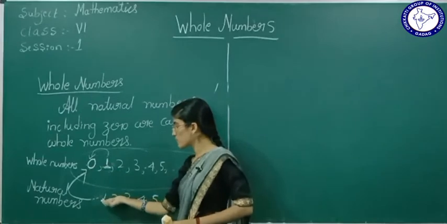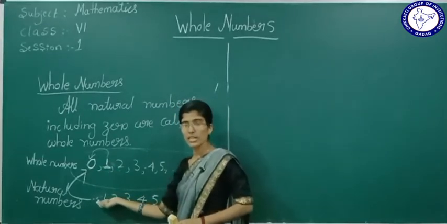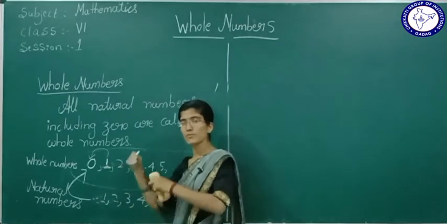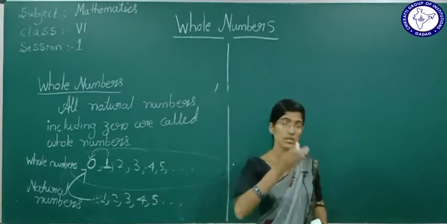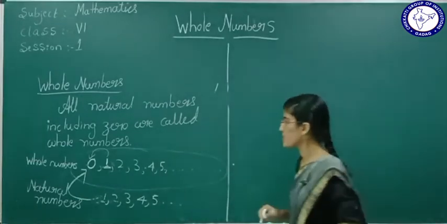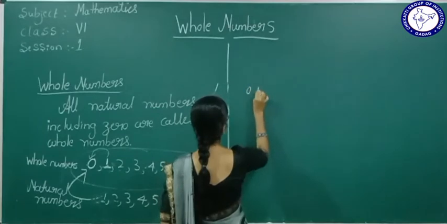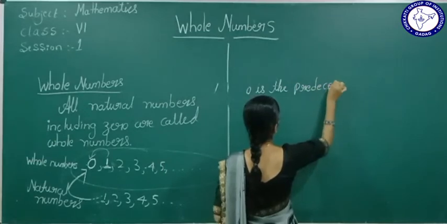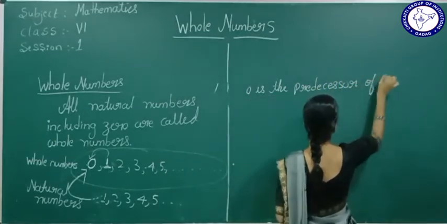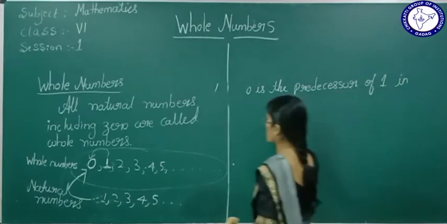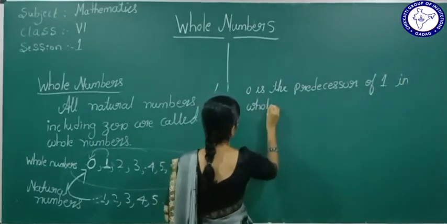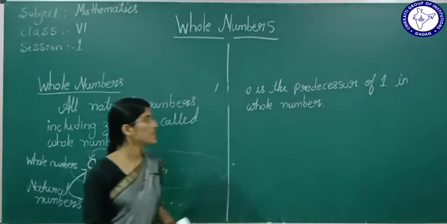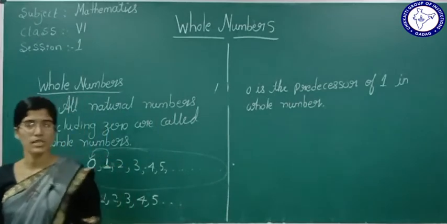The predecessor of 1 in natural numbers is what? It does not have one. Right? Predecessor means before a number. Successor means after a number. Okay? See here, 0 is the predecessor of 1 in whole numbers.